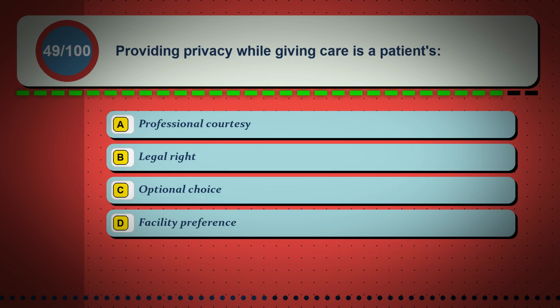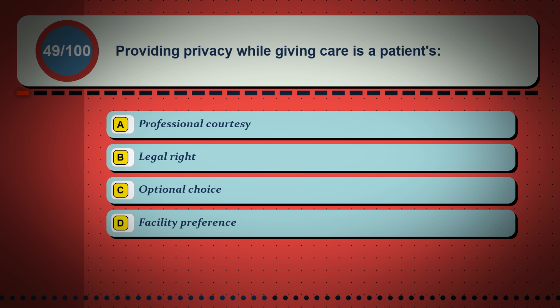Question 49. Providing privacy while giving care is a patient's Option A, professional courtesy. Option B, legal right. Option C, optional choice. Option D, a facility preference.